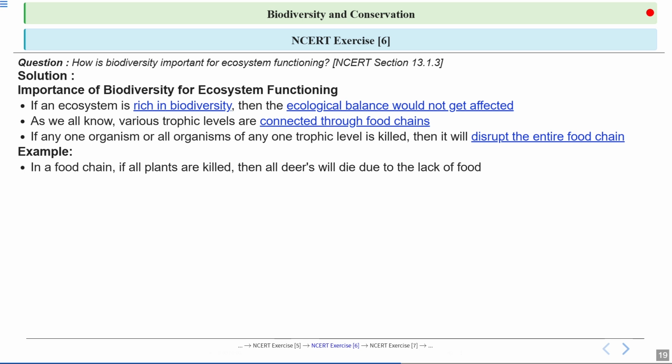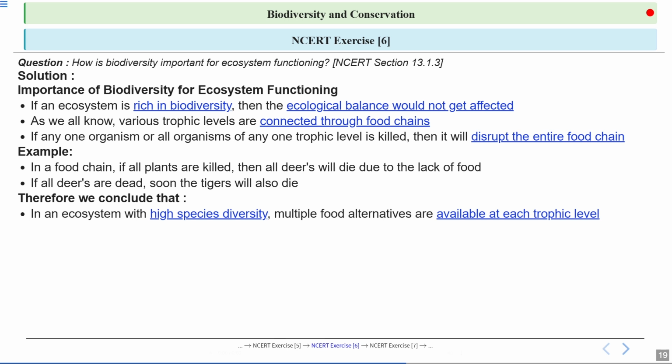Example: in a food chain, plants are the primary producers that make their own food using sunlight. If all plants are killed, there will be no food for the deer, which are herbivores, and they depend on the plants for nutrition. Without plants, deer will eventually die of starvation, showing how interconnected all organisms are in an ecosystem. And then again, if all the deer are dead, soon the tigers will also die.